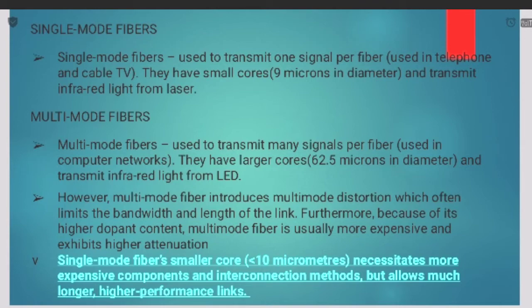As multiple signals are transmitted in a single fiber, there may definitely be interference or distortion due to the high dopant content. Several signals are carried through a single fiber, so definitely it has quite higher attenuation and is more expensive. Single mode fiber has a smaller core, less than 10 micrometers, and necessitates more expensive components and interconnection methods, but allows much longer and higher performance range. Single mode fibers have some advantage over multi-mode, though they are quite expensive compared to multi-mode.